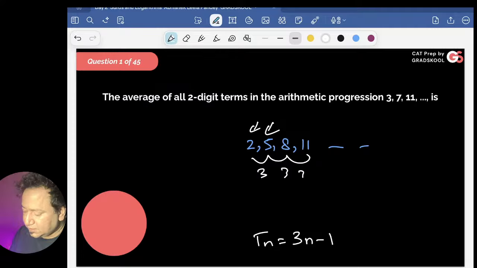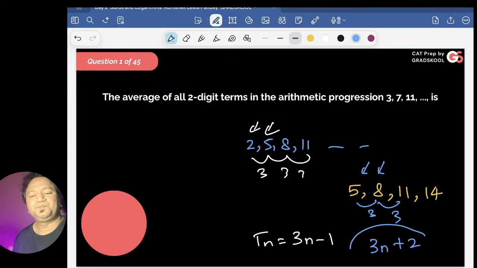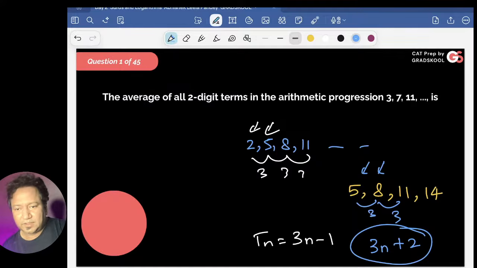Looks good? Let me take one more example. What if I have something like this: 5, 8, 11, 14, and so on. Here I see the common difference of 3 units each. So 3n is going to be there, but if I put n as 1, I'll get 3. If I put n as 2, I'll get 6, and so on. But the original series is 2 more than what I'm getting over here. So 3n plus 2 happens to be my general term.